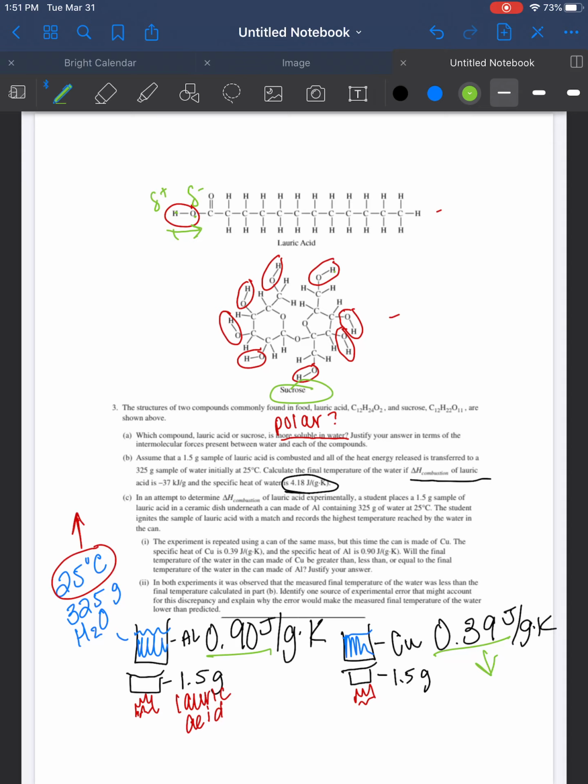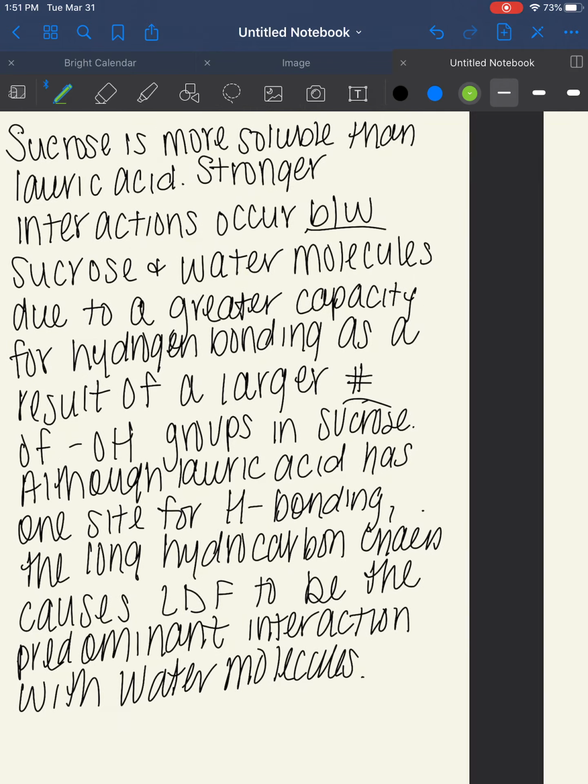So one would expect the water in the copper can to have a higher final temperature than in the can made of aluminum, because aluminum has a higher specific heat. Aluminum's higher specific heat means it requires more energy to change its temperature, which means it's acting as a little bit of an insulator and prevents the change in temperature for the water. Okay, so let's answer that on the next page.